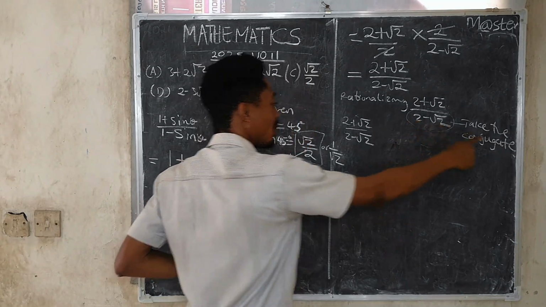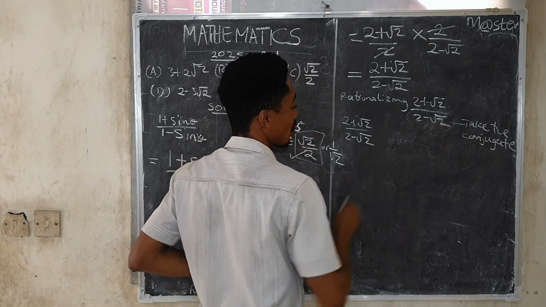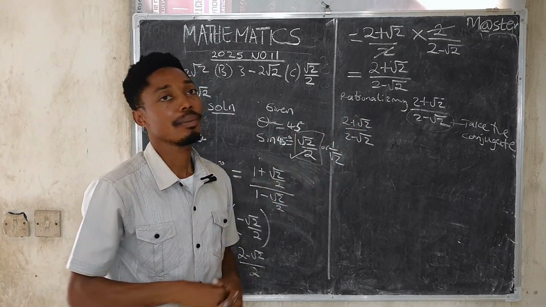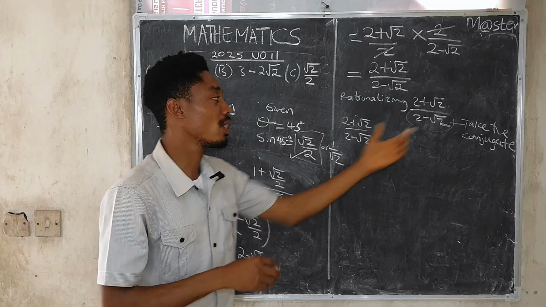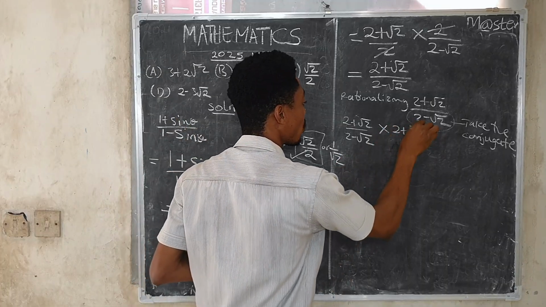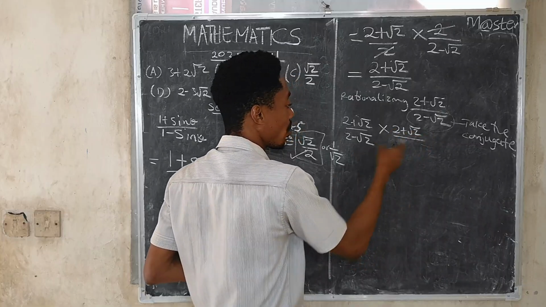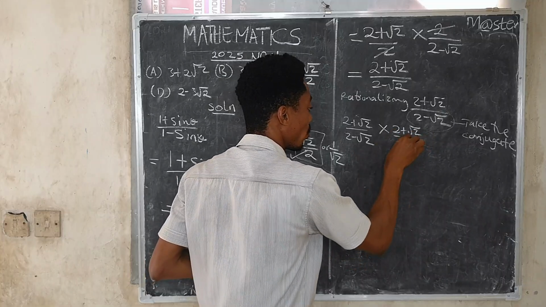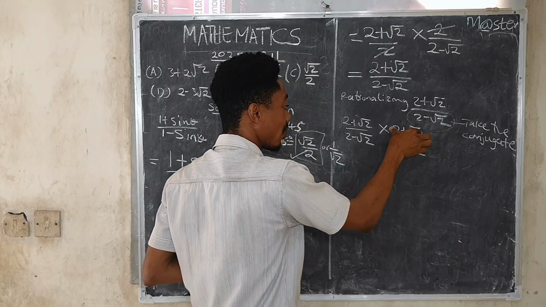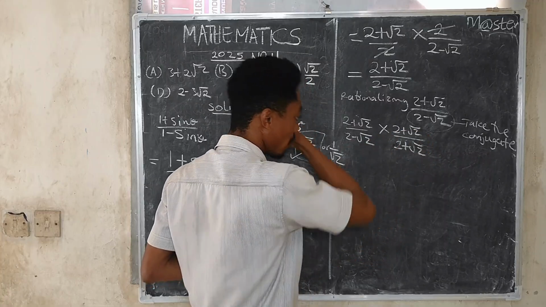2 minus root 2, the conjugate is the same thing as 2 plus root 2. So I will multiply the numerator and the denominator by the conjugate of the denominator. So I'll multiply by 2 plus root 2, denominator the same thing, 2 plus root 2. So you can see that that is the conjugate of this and this is the conjugate of this.